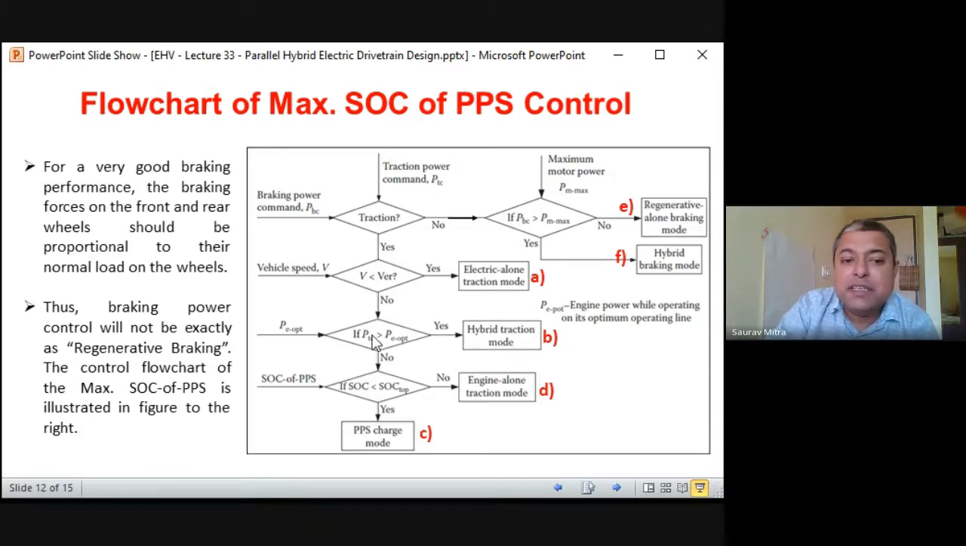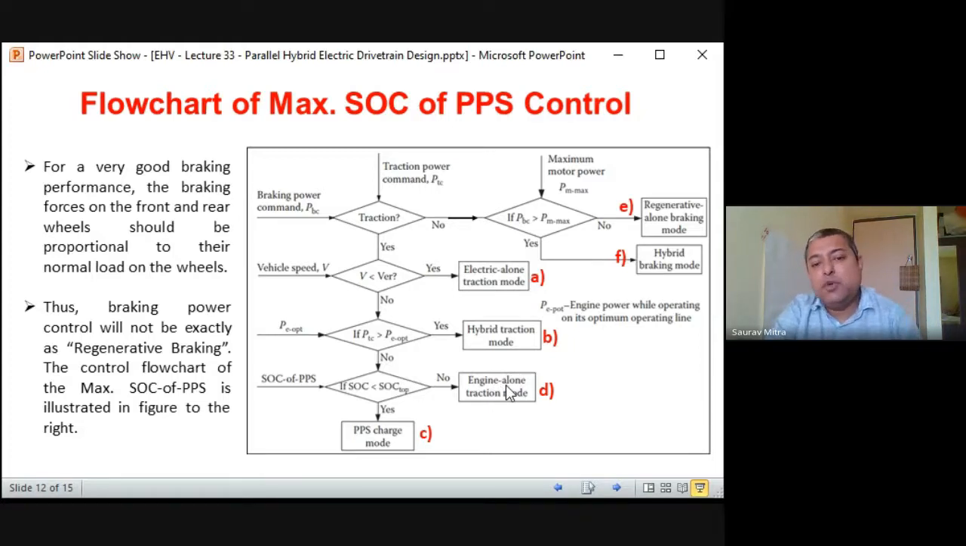But if you are finding that required traction power is less than PE, that means PE is actually greater than traction. In that case, we have to see two things: whether SOC is full or SOC is below the top line. If SOC is below the top line, then only we'll go for mode 3, that is the PPS charging mode. But if SOC is full, at that time we should go only for engine alone traction mode.